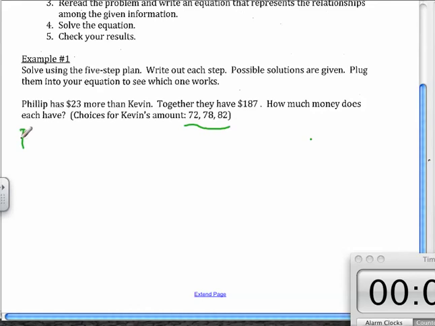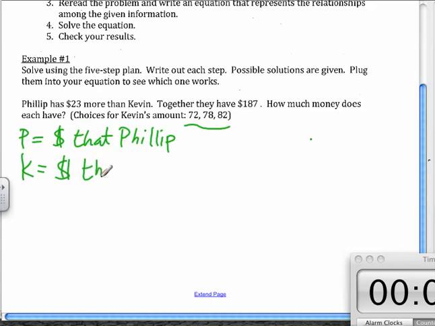Well, guys, let's let P stand for dollars that Philip has. 2 L's for this guy. And K equals dollars that Kevin has. I need to put has behind each one of them. Okay, because it asks us to use the 5-step plan, so we read it carefully. Then we assigned a variable to the things that we didn't know. And now we're going to write some equations.